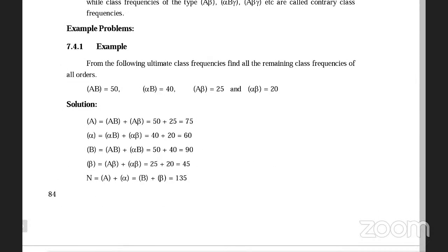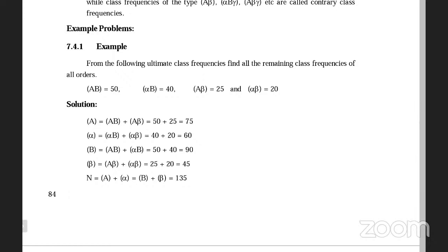I am taking 7.4.1 as one example. Here AB equal to 50 is given and alpha B equal to 40. AB beta equal to 25 and alpha beta equal to 20. I want to calculate capital A. Capital A means the frequency involving A. So capital A equals capital AB plus A beta. AB is already given as 50, plus A beta also given as 25. So that is 75.